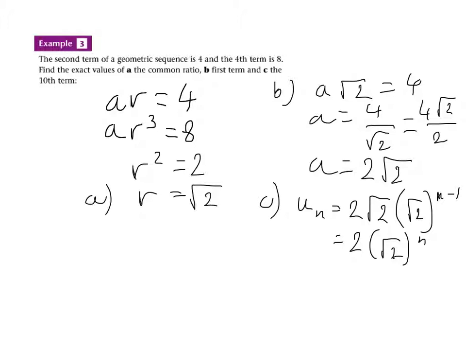So u10, which is what we're after, is going to be 2 times root 2 to the 10. Now root 2 to the 10 is the same as 2 to the 5, so that's 2, 4, 8, 16, 32, times 2, which will give you 64. So the 10th term is 64.